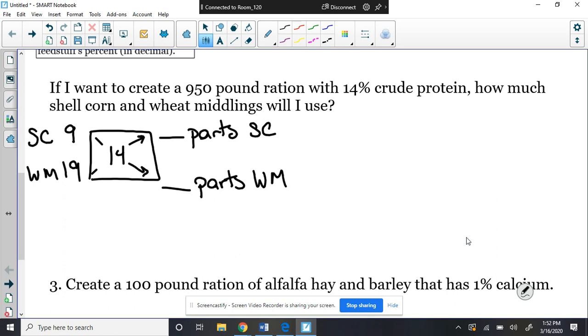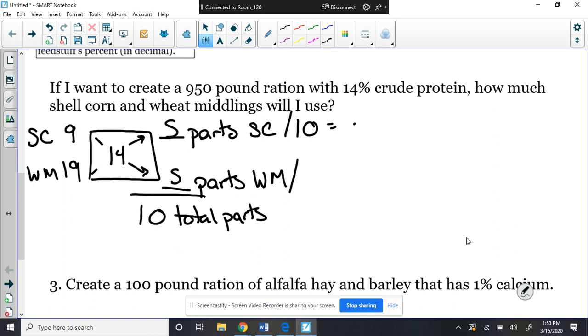9 minus 14 gives me 5. 19 minus 14 also gives me 5. I add those together. I'm going to have 10 total parts in my recipe. I want to know how much I have of each ingredient, so I'm going to take that 5 parts of shell corn, divide by 10. That's going to give me 0.5. I'm going to do the same thing for wheat middlings. 5 divided by 10 is going to give me 0.5.